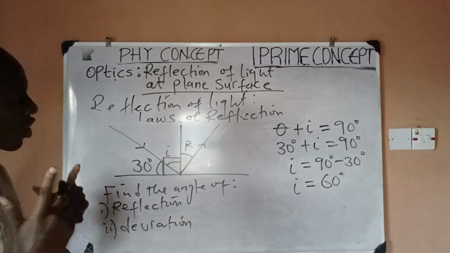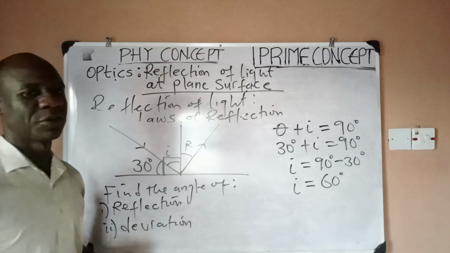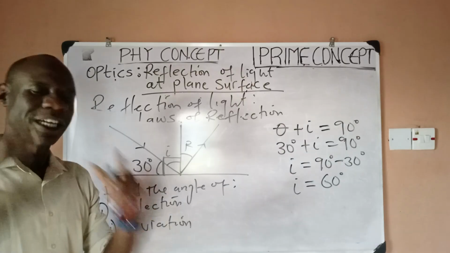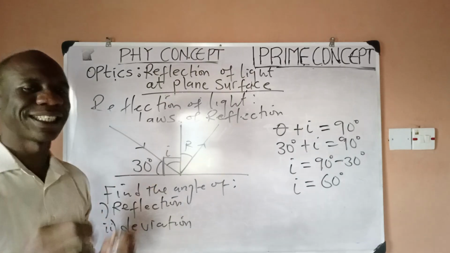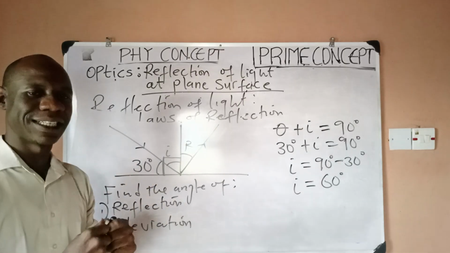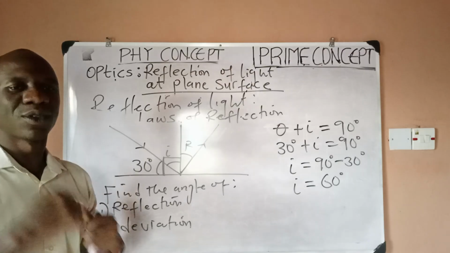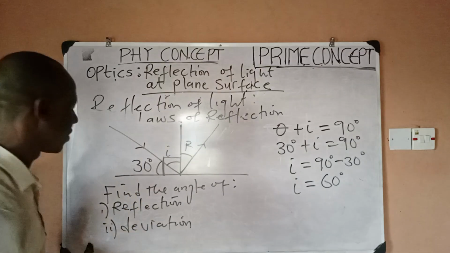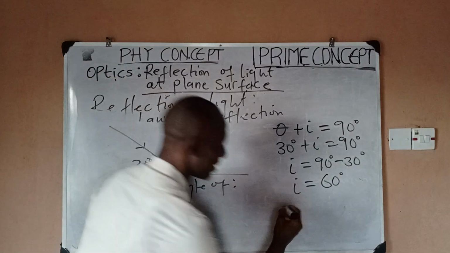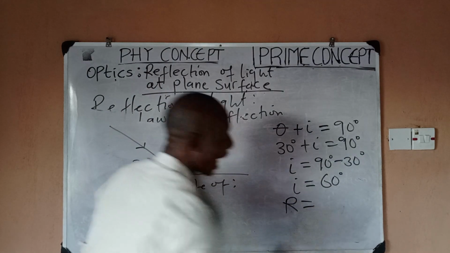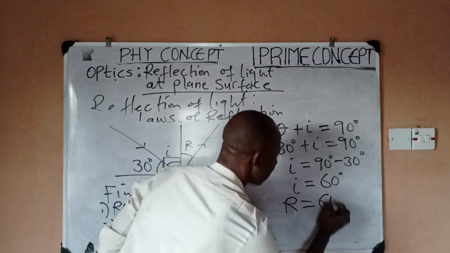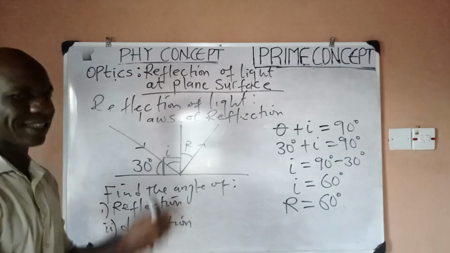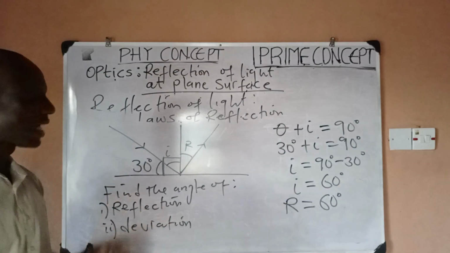You recall the first law of reflection. What does it say? The first law of reflection simply says that the angle of incidence is always equal to the angle of reflection when light is incident on a plane surface. So our angle of reflection, R, automatically becomes 60 degrees. That is the law of reflection. I believe that is very clear.